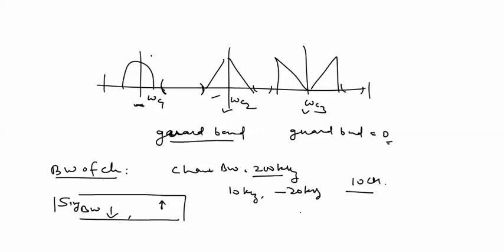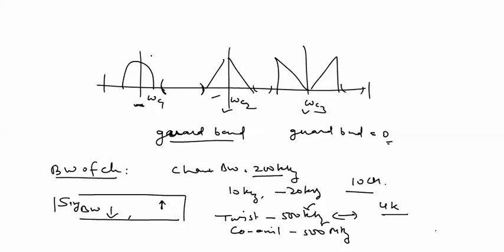For example, in a twisted pair, channel bandwidth is 500 kilohertz. In coaxial cable, channel bandwidth is 500 megahertz. If we want to accommodate telephone channels in twisted pair, a telephone channel has a bandwidth of 4K through SSB. Without a guard band, we can accommodate 125 channels. If a guard band of 1 kilohertz is used, we can accommodate 100 channels of telephony voice signal.